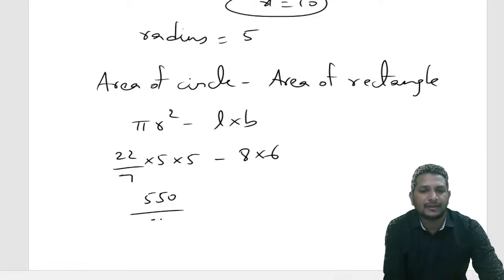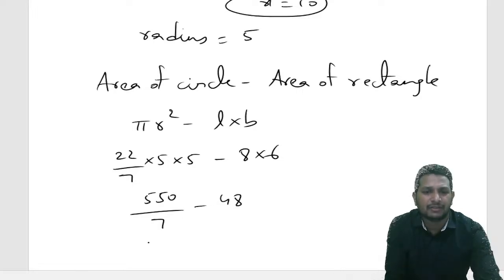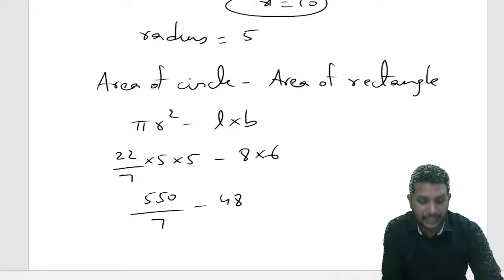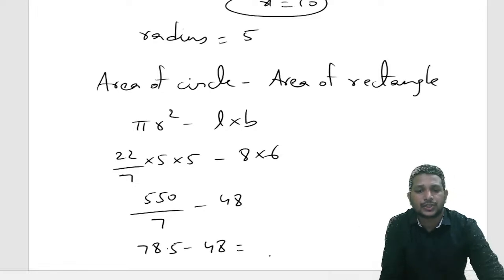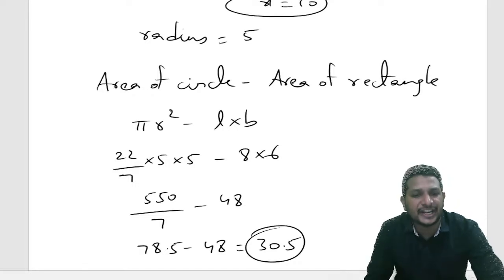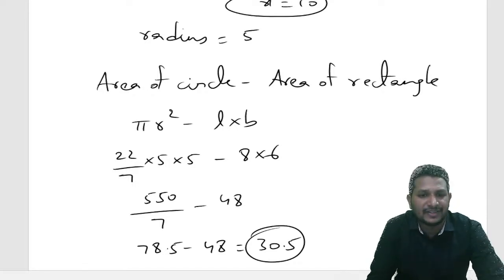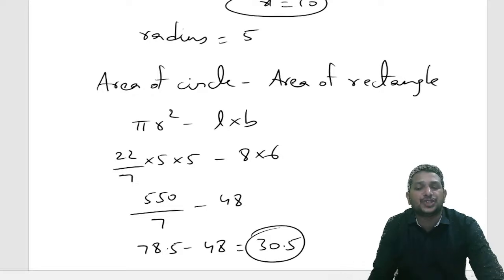550 by 7, we'll be getting in decimals. So we get 78.5 minus 48. The answer is 30.5. So this is the shaded region. 30.5 is the shaded region, which is option 2. Option 2 is the answer for question number 38.